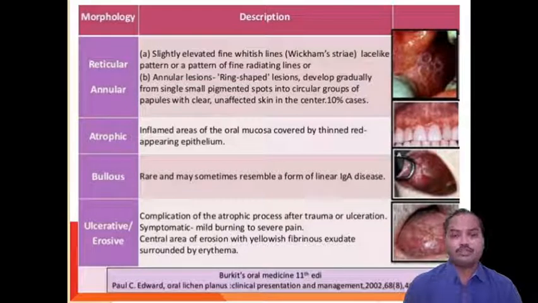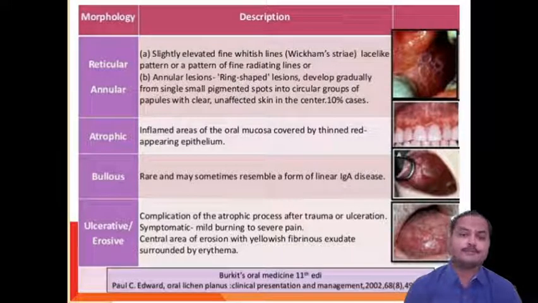Then we have the atrophic type, where the thinning of the mucosa gives a reddish appearance of the epithelium. Bullous is a rare type of lesion, and erosive and ulcerative types are also seen, where trauma may be associated with the ulceration.